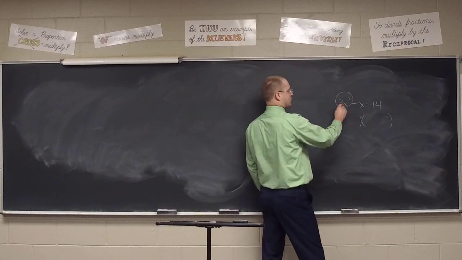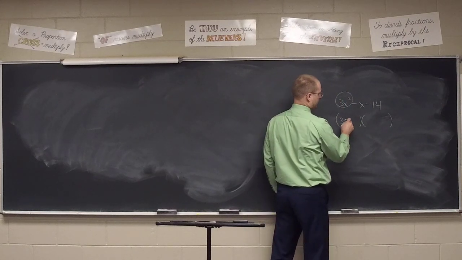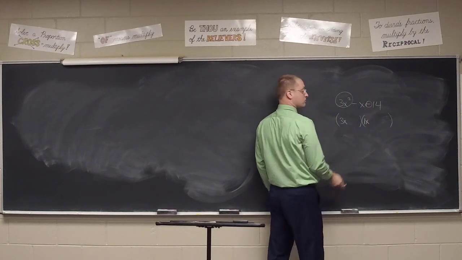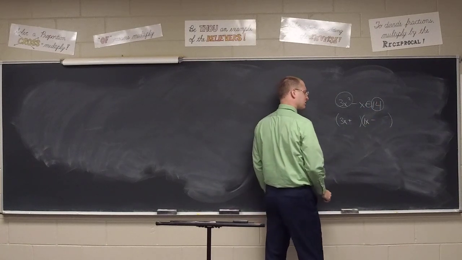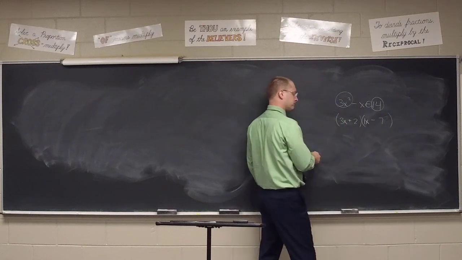So we split up the 3x squared: 3x and 1x. Signs? Positive, negative. Probably want to split that 14 up. 2 and 7. Probably 2 and 7, right? Outer?